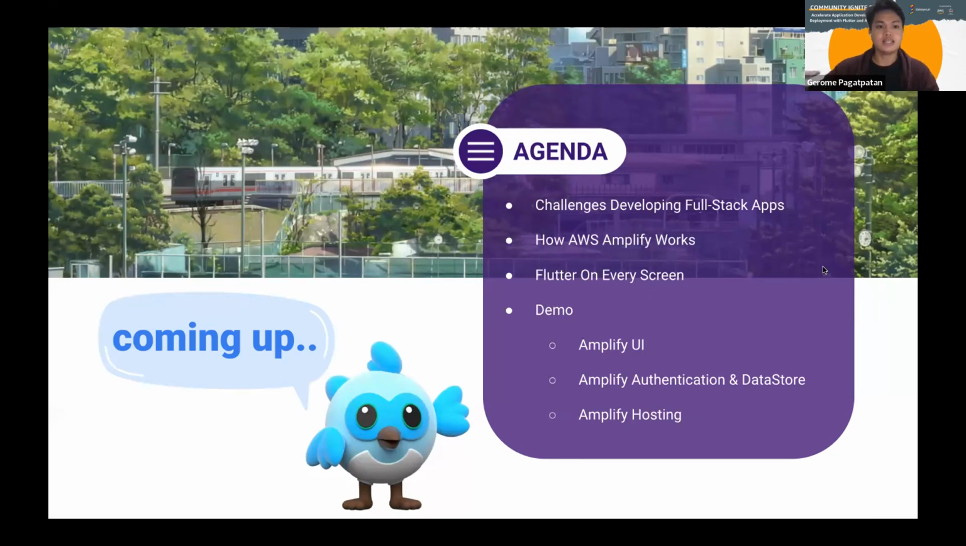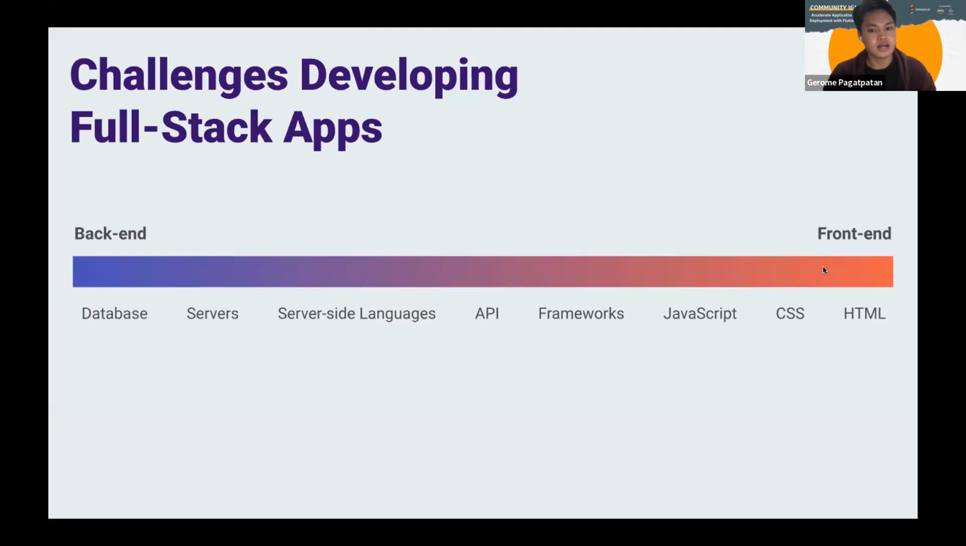So next is challenges developing full stack apps. When creating full stack apps, you will need to develop both the front end and the back end side of the application. For the front end, we have HTML, CSS, JavaScript for web. Now for frameworks, we have React and Flutter for both web and mobile.